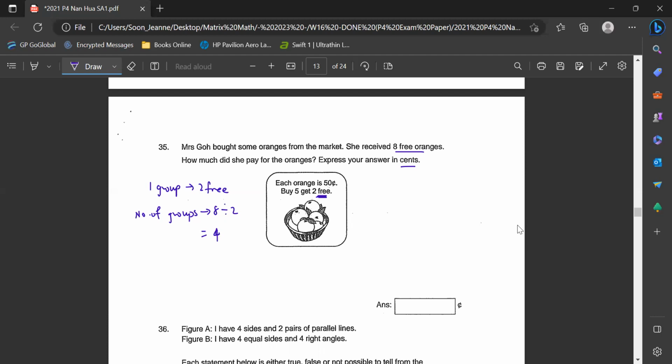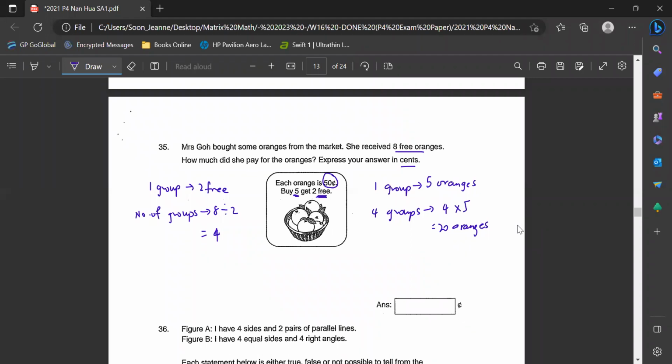Okay, and it says to find out how much she paid for the oranges. Remember that each orange is 50 cents. And you need to buy 5, means you need to pay for 5 oranges, then you will get 2 free oranges. So since there are 4 groups, let's find out how many oranges there are first. So one group, you have actually 5 oranges. Since there are 4 groups, how many oranges altogether? 4 times 5. You get 20 oranges. So Mrs. Goh bought 20 oranges.